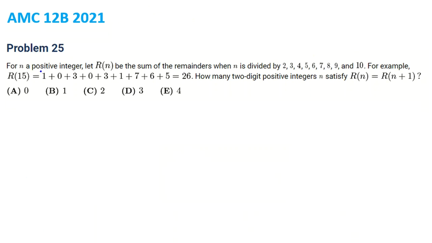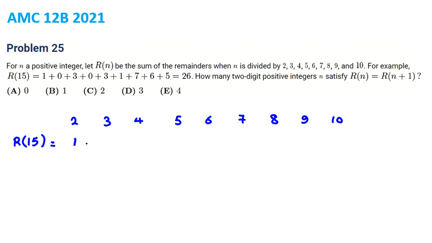Okay, it says, for problem 25: for n a positive integer, let R(n) be the sum of the remainders when n is divided by 2, 3, 4, 5, 6, 7, 8, 9, and 10. For example, R(15). So R(15) is what we consider: the remainders when divided by 2, 3, 4, 5, 6, 7, 8, 9, 10.